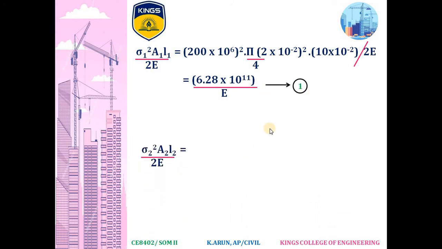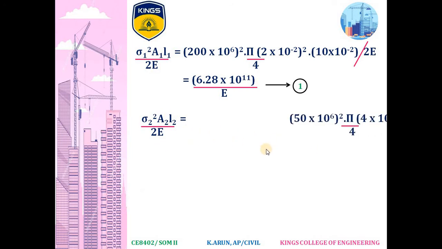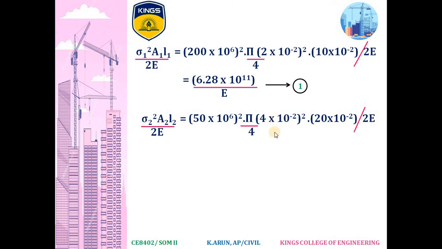So next is for the portion 2. Sigma 2 square A2 L2 divided by 2E. So sigma 2 we have just calculated, 50 into 10 power 6. Area 2 is pi d square by 4. Here diameter is 4 into 10 power minus 2, so I am squaring it up. And then length of the second portion is 20 centimeter which is equal to 20 into 10 power minus 2, since we are using meter here, so I am multiplying it with 10 power minus 2, whole divided by 2E. So again on simplifying we will be getting 3.11 into 10 power 11 divided by E. So this is equation 2.